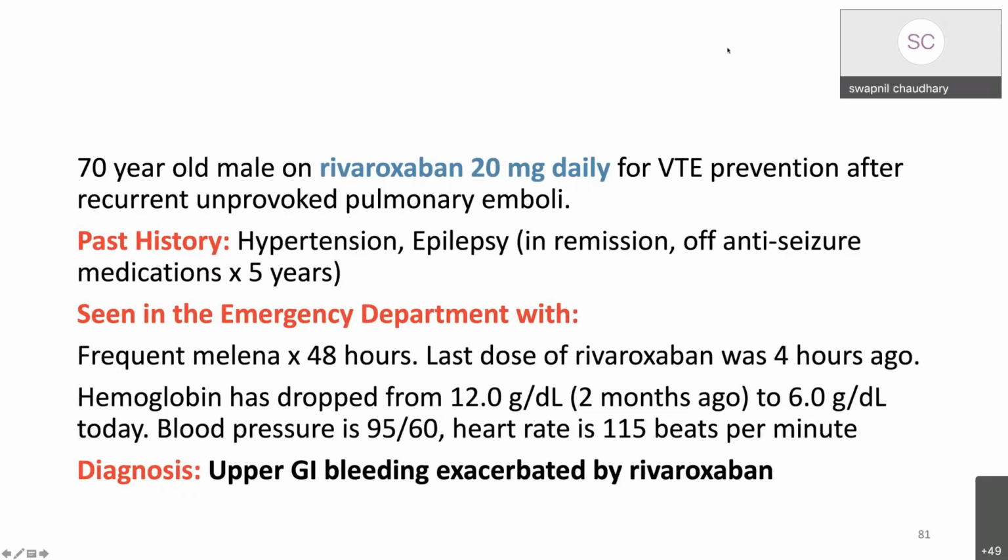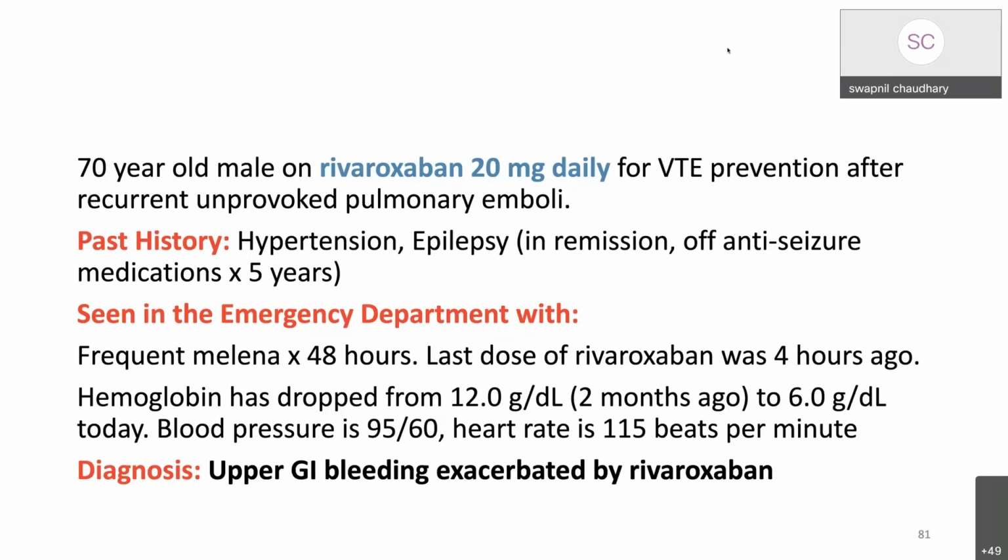Read the case vignette. 70-year-old male on rivaroxaban 20 mg daily for VTE prevention after recurrent unprovoked pulmonary emboli, past history of hypertension, epilepsy, in remission off anti-seizure medication for the last 5 years, seen in the emergency department with frequent melena for 48 hours. Last dose of rivaroxaban was 4 hours ago. Hemoglobin has dropped from 12 two months ago to 6 today. Blood pressure is 95/60. Heart rate is 115 beats per minute. Diagnosis: upper GI bleeding exacerbated by rivaroxaban.